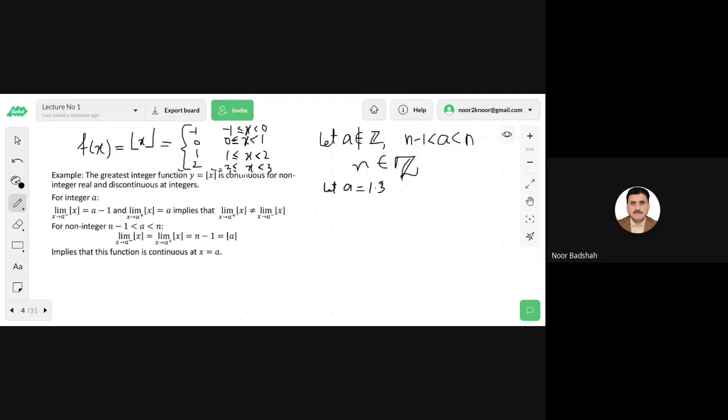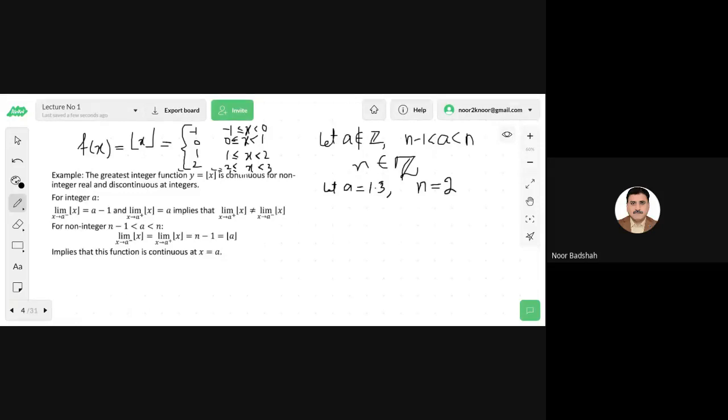It could be anything. In that case, n will be what? n will be 2, because 1.3 is between 1 and 2. The greater integer is what? That is n. The smaller will be n minus 1. It's obvious. So n in this case is 2.